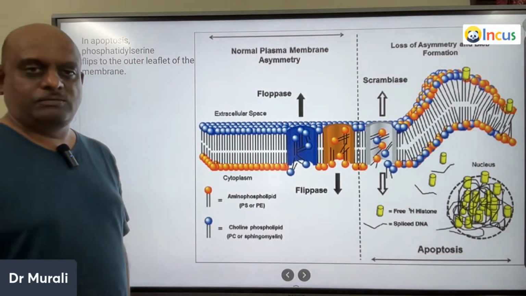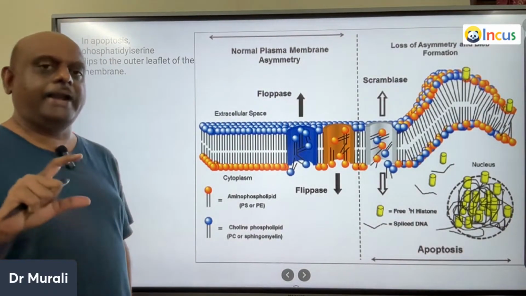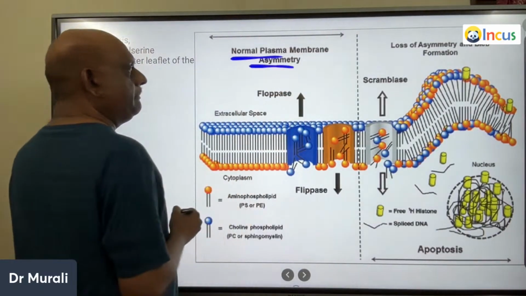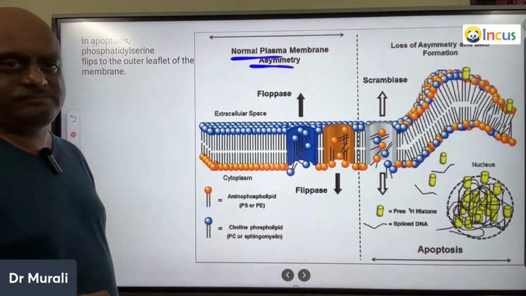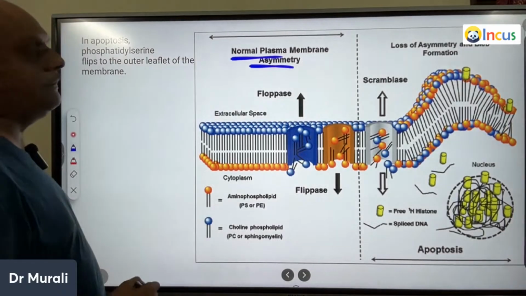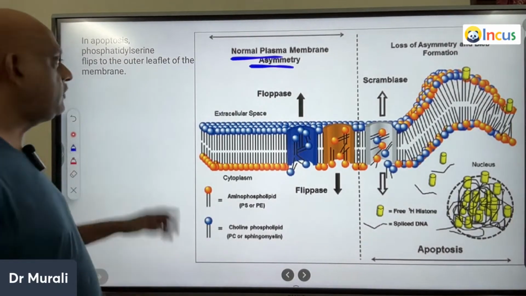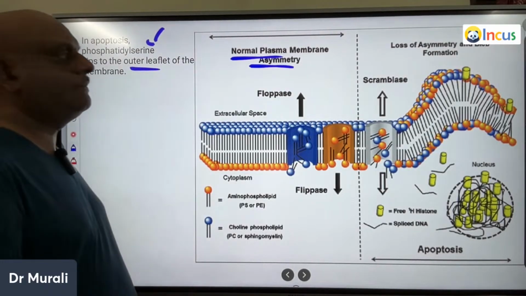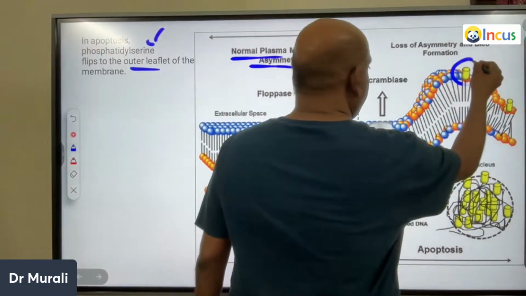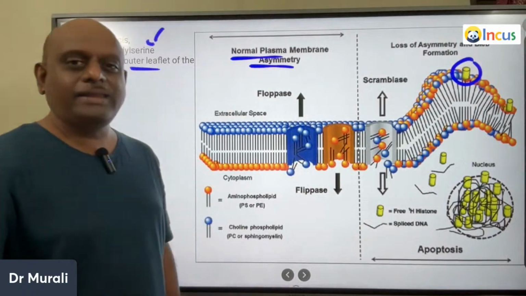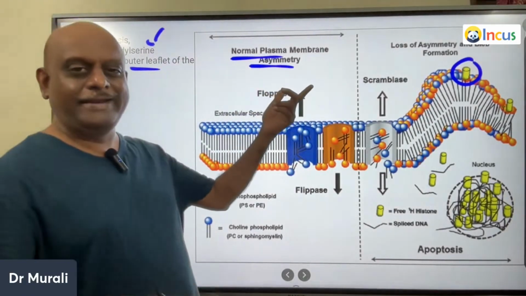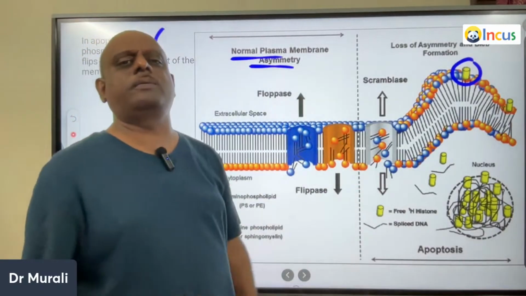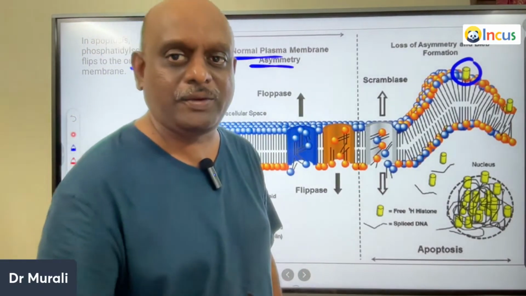Now, what is the difference between a normal cell and an apoptotic cell? Normal plasma membrane will have asymmetry, whereas in apoptosis, the phosphatidylserine flips to the outer surface of the membrane. That leads to the loss of the asymmetry, which initiates bleb formation, which in turn will take forward the apoptosis, is what you need to remember.